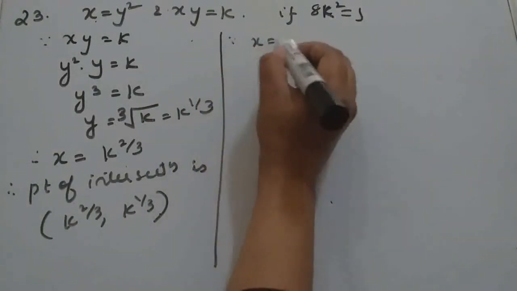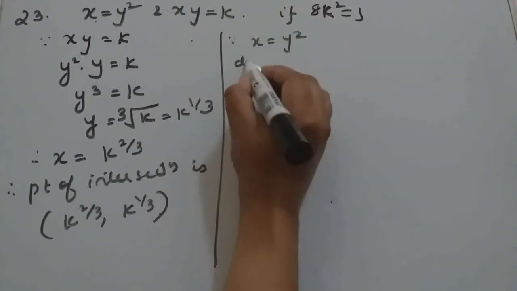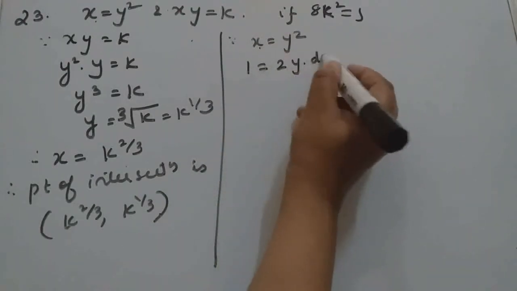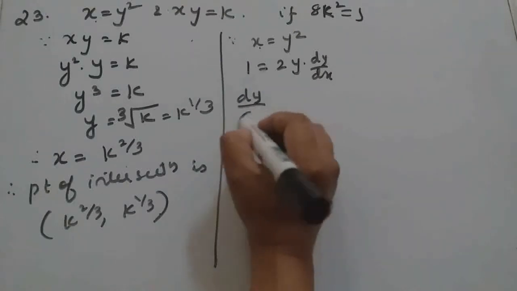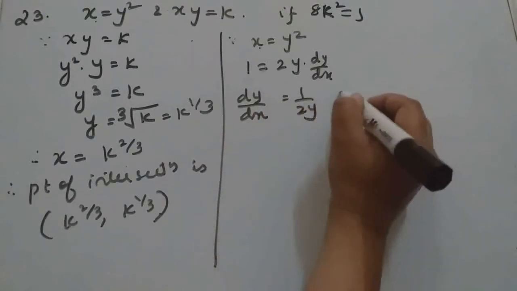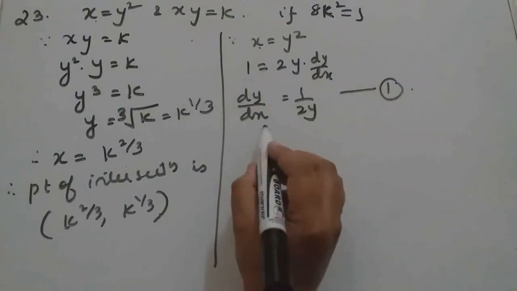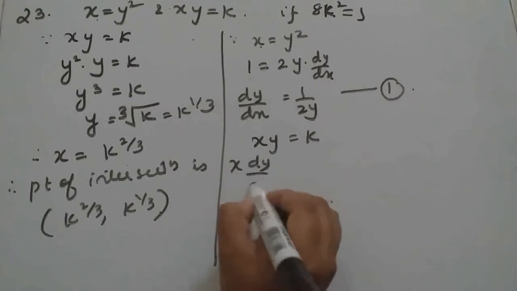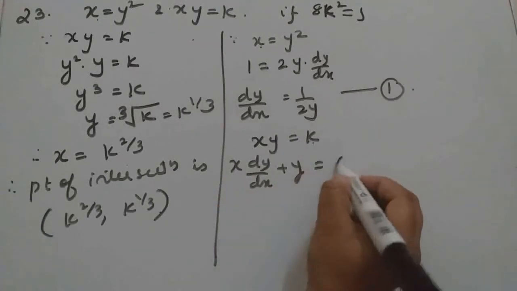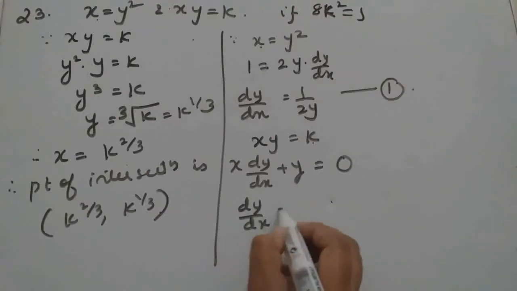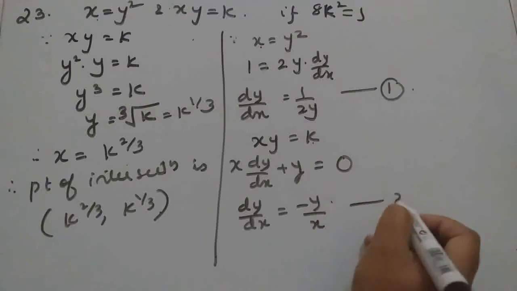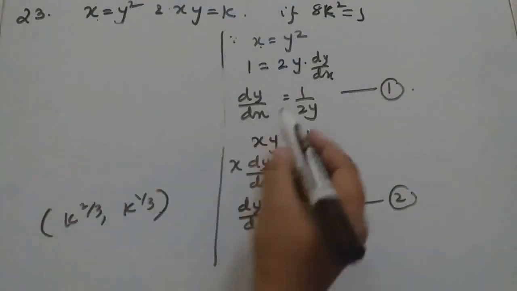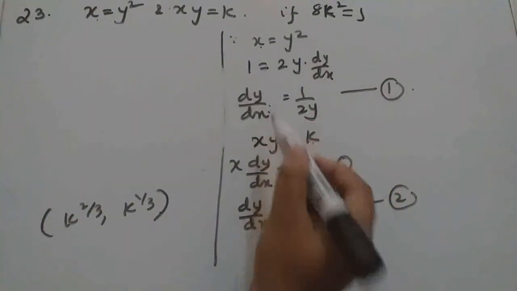Now since x is equal to y square, differentiate with respect to x. So the derivative of x is 1, the derivative of y square is 2y dy by dx. So dy by dx equal to 1 by 2y. And in this case xy equal to k, product rule. So x dy by dx plus y is equal to the derivative of k, which is 0. So dy by dx I can write as minus y by x. So these two are the slopes.